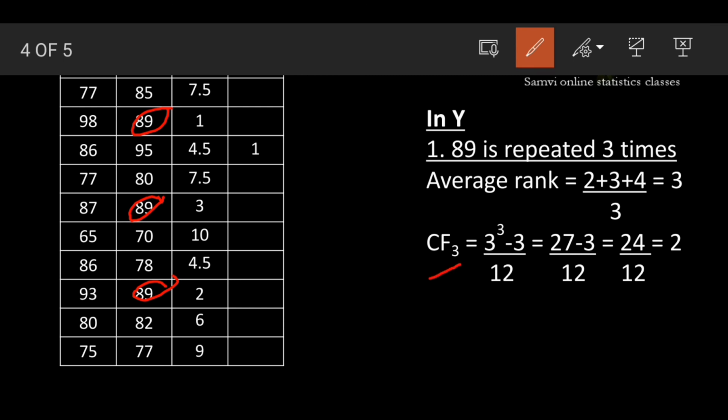After this, you have to find out what is the correction factor. How to find the correction factor? M cube minus m divided by 12. M is how many times the value is repeated. So here the value is repeated 3 times, so 3 cube minus 3 divided by 12. So 3 cube means 27, 27 minus 3 divided by 12, 24 divided by 12. If you simplify, you will get here 2. Understood?